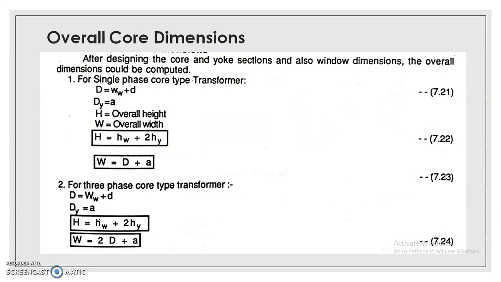Similarly, you can find out for the three-phase core type transformer. For capital D, you will get WW plus small d. You can compare with the single phase. For capital D, both are same. Capital H also both same, but with the difference of capital W. Here in the three-phase core type transformer, you are getting capital W equal to 2 times capital D plus A. Okay, it is our core dimension, overall core dimension.